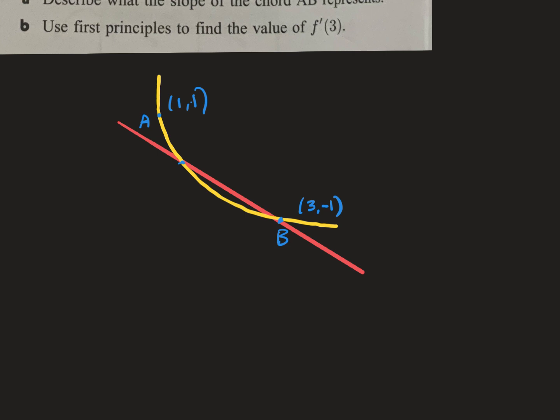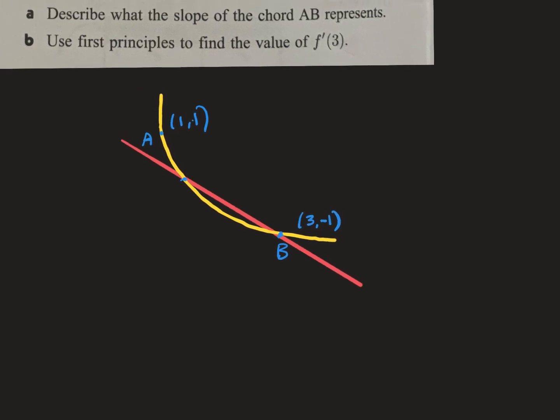As I keep on moving it and x gets closer to 3, that chord now becomes, as it gets closer, a tangent at that point B. So it's no longer average, now it is the slope at point B. And now to find the slope from first principles, we will need to define that function once again.